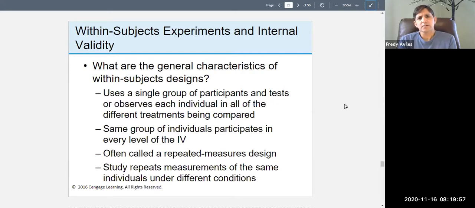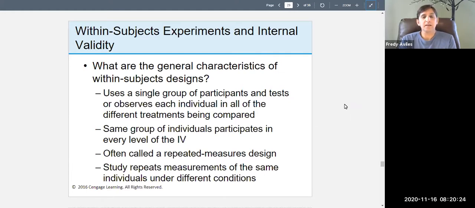So what are the general characteristics of a within subjects design? Just to remind you guys, it uses a single group of individuals, and tests or observes each individual in all the different treatments that are going to be compared. So the same group of individuals participates in every level of the independent variable. Every level, whether it's control, placebo, treatment, or whether it's low alcohol, medium alcohol, high alcohol, low exercise, medium exercise, high exercise, right?